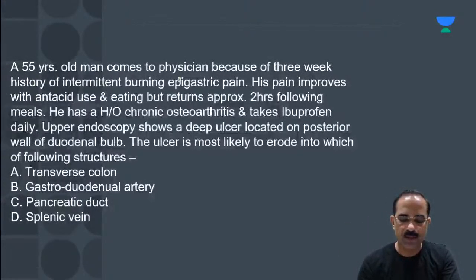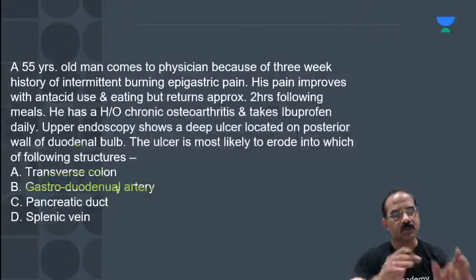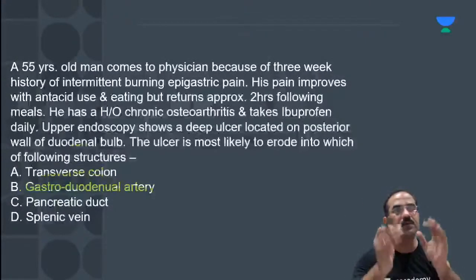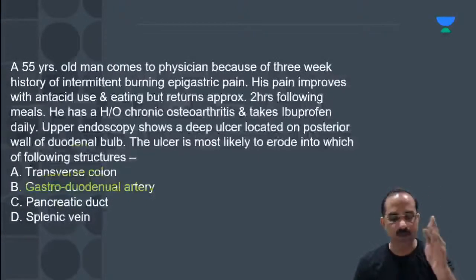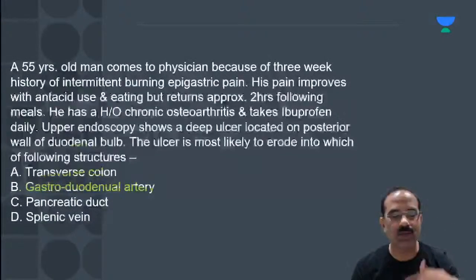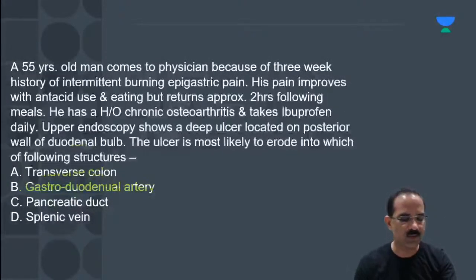So a 55 year old man comes to a physician because of a 3 week history of intermittent burning epigastric pain. His pain improves with antacid use and eating, but returns approximately 2 hours following meals. He has a history of chronic osteoarthritis and takes ibuprofen. Upper endoscopy shows a deep ulcer located on the posterior wall of the duodenal bulb. The ulcer is likely to erode which of the following structures? Your answer is the gastroduodenal artery. So the posterior relation of the first part of the duodenum is going to be the gastroduodenal artery. And if there's an ulcer in the first part on the posterior wall, it is going to erode the gastroduodenal artery. It is going to lead to hemorrhage. Clear? So the answer is gastroduodenal artery.